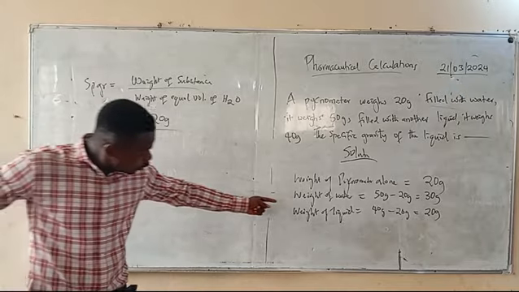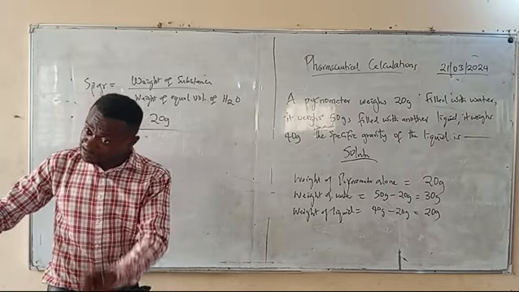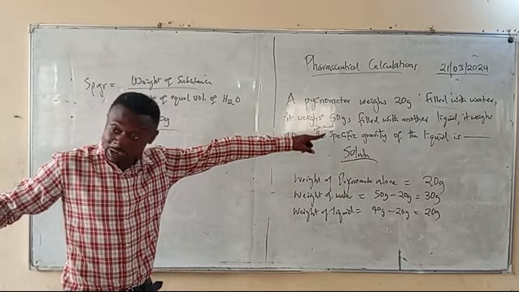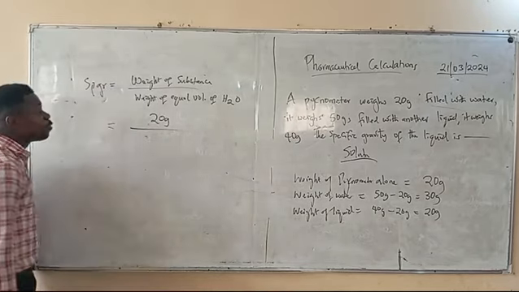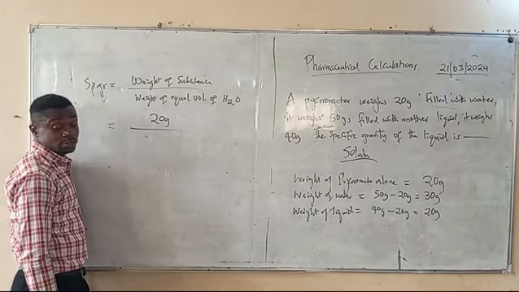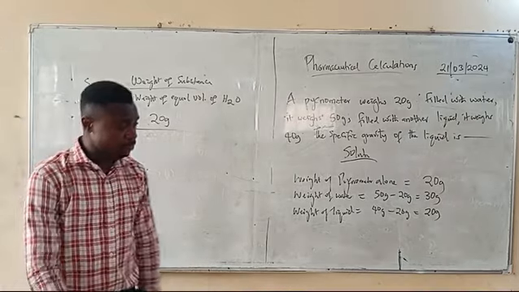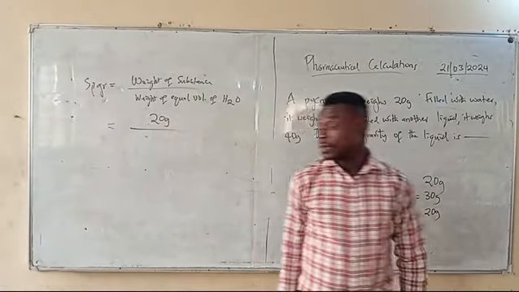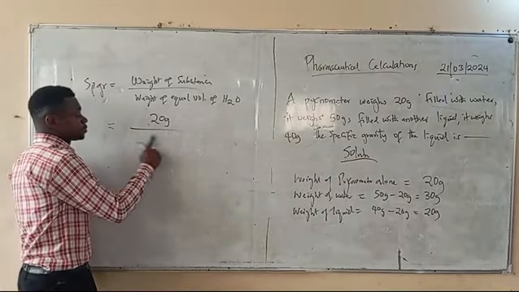See it now. This amount of water, which is what? 30 grams. And you confirm here that this water has the same volume with that liquid, the substance. So, the weight of equal volume of water is 30 grams. We are going to add this. It's 30 grams.